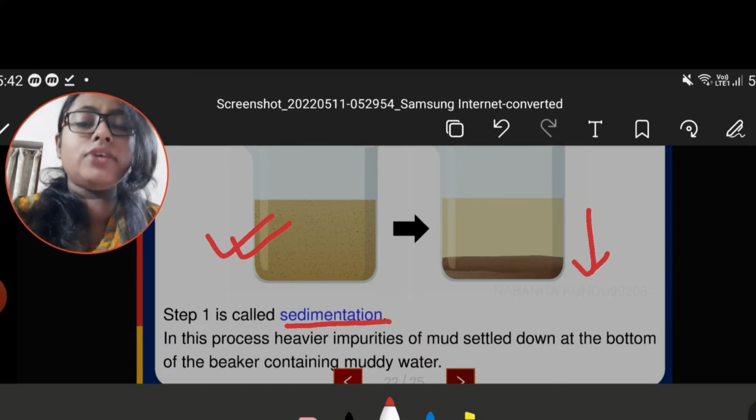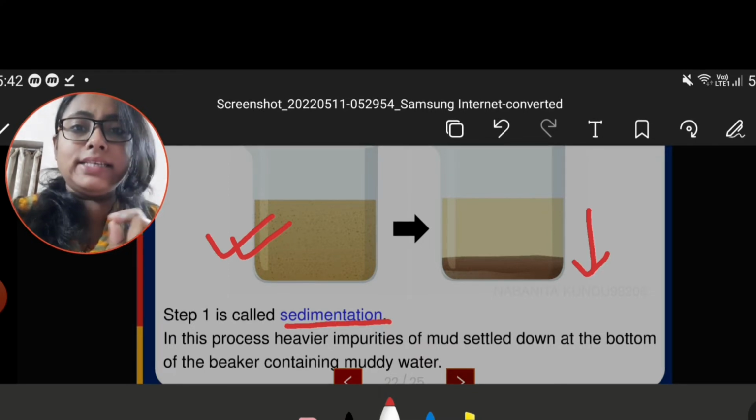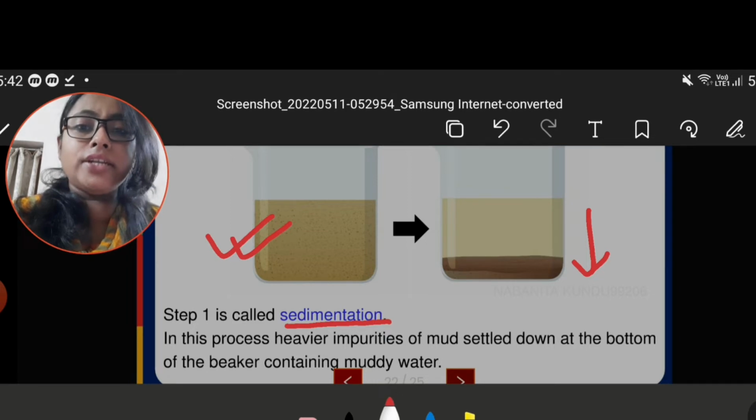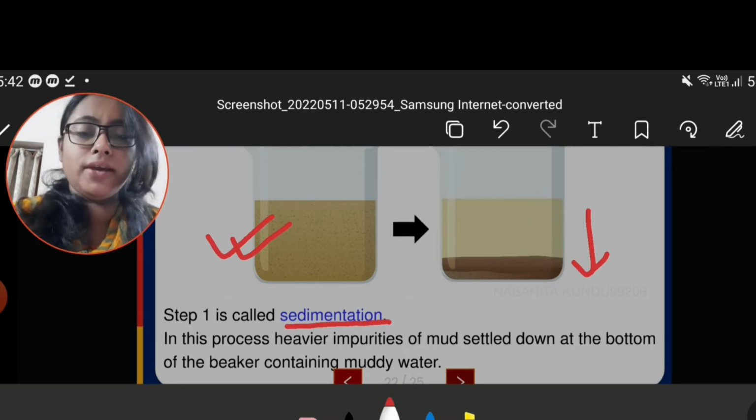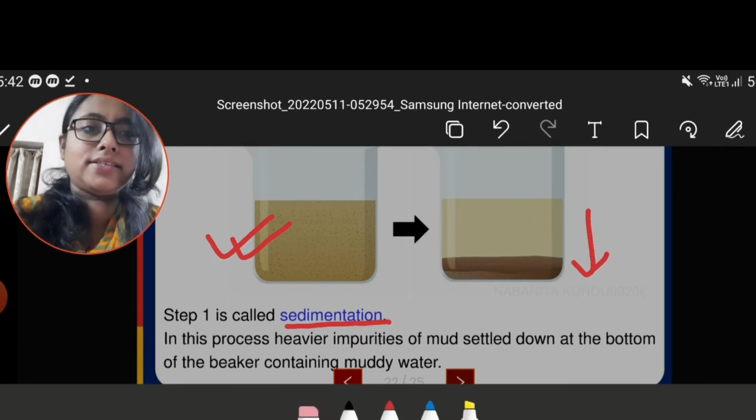So first you need to write down what sedimentation is. Sedimentation is the process where the heavier impurities of the mud or of the substance settle down at the bottom of the beaker. That is known as sedimentation. Okay, so let's go to the next step.